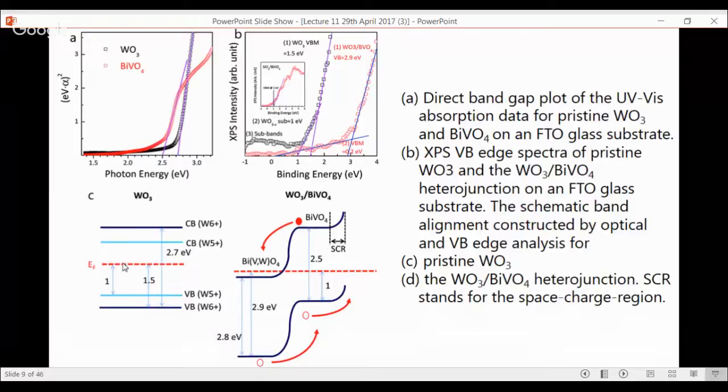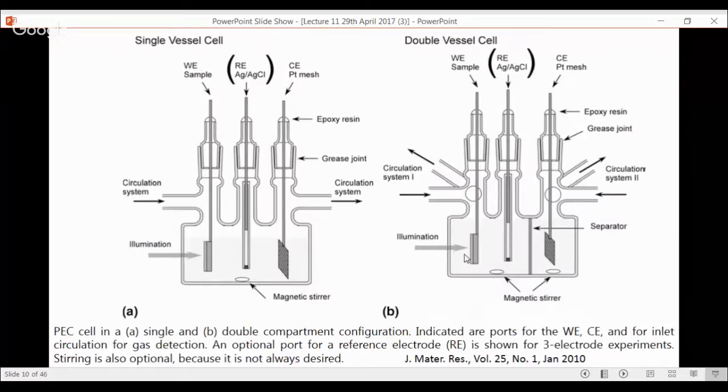Okay, the red line is the Fermi level. This is the tungsten 6 plus and the tungsten 5 plus states. In the same way, the valence band WO3 is easily reducible to WO3 minus delta. Okay. So this picture we have already seen.